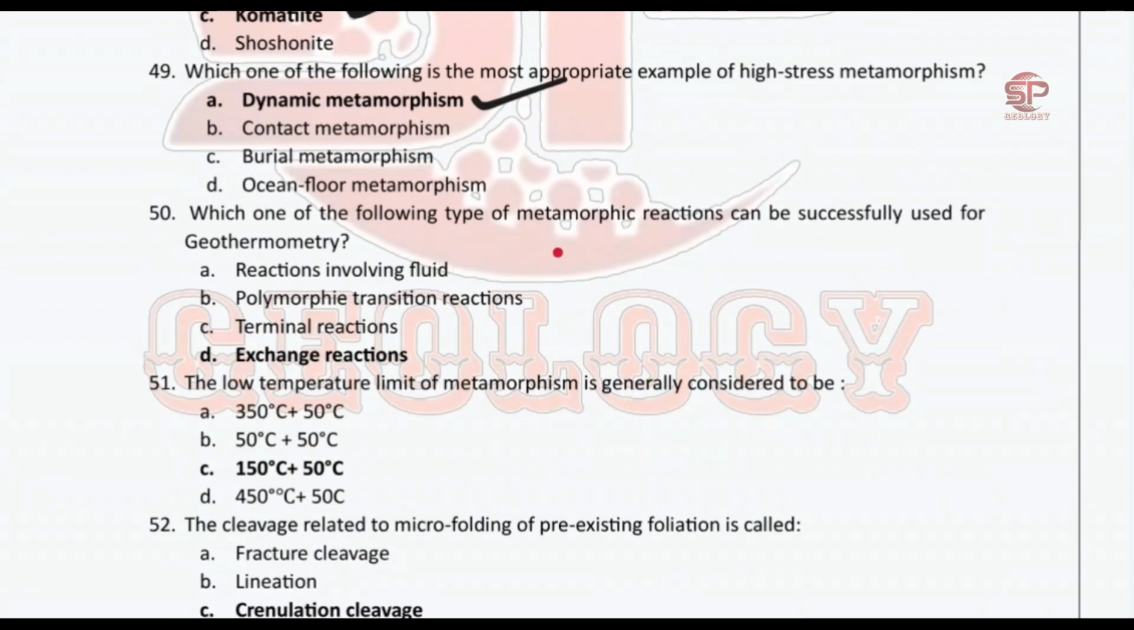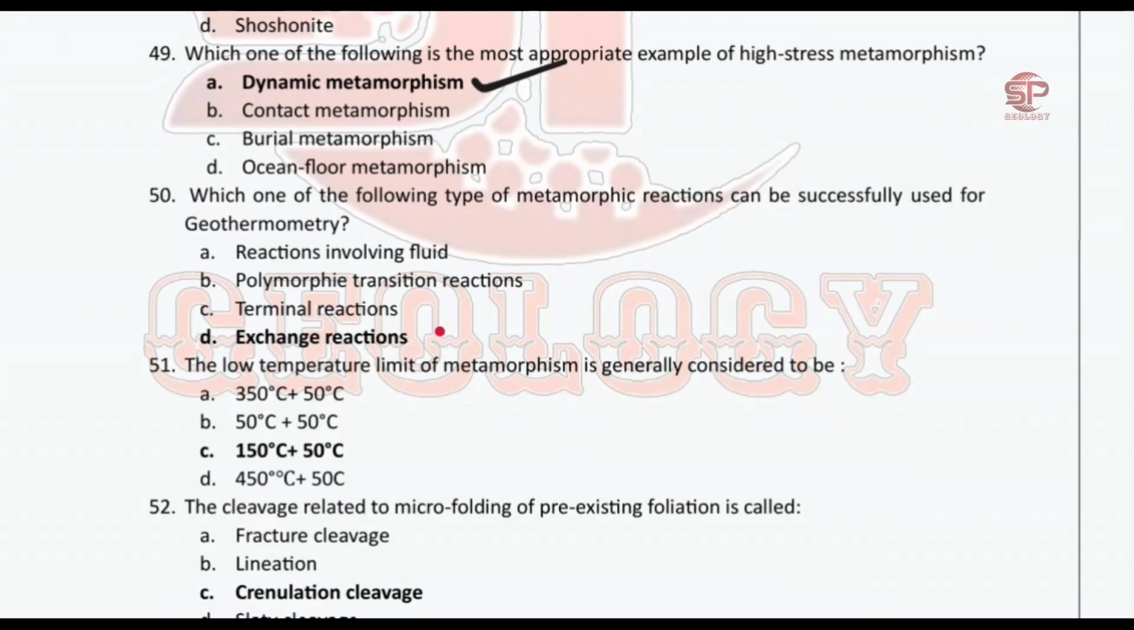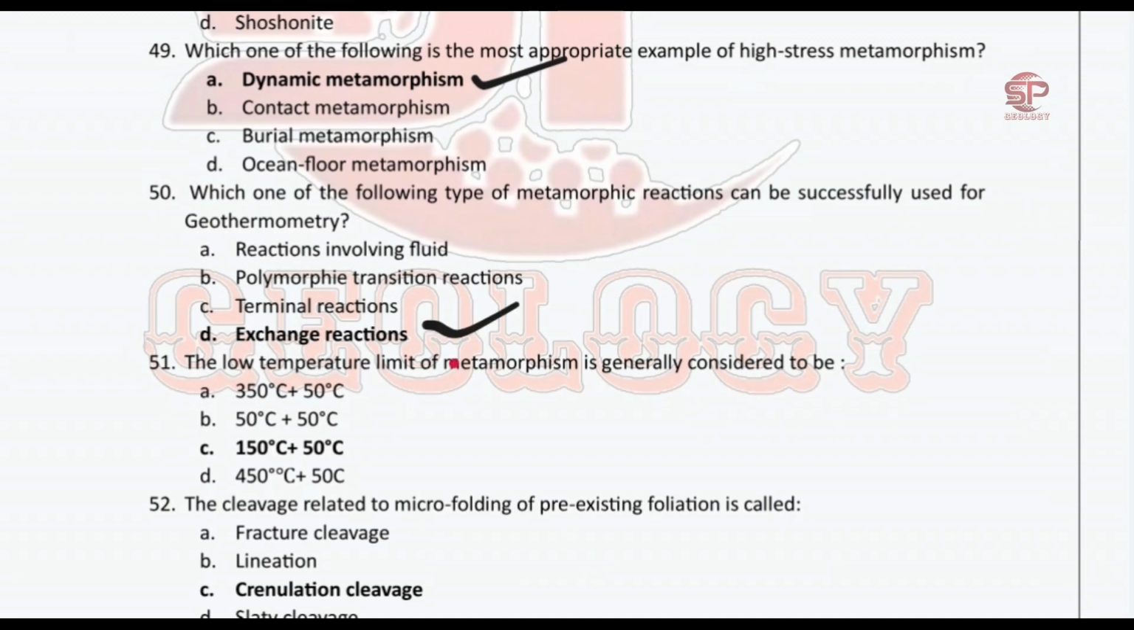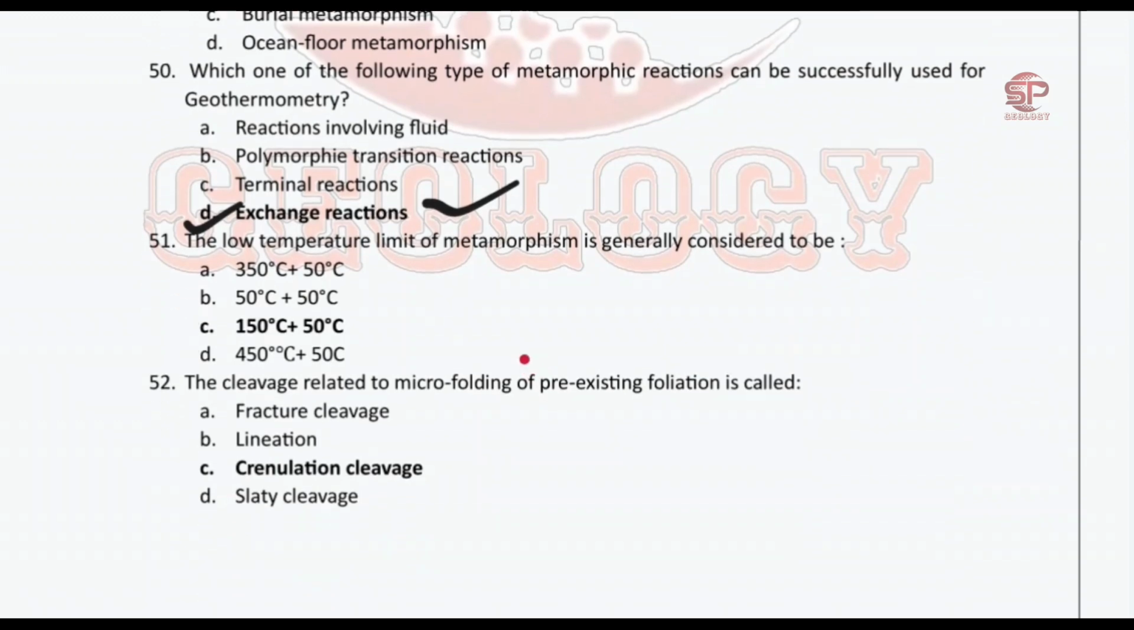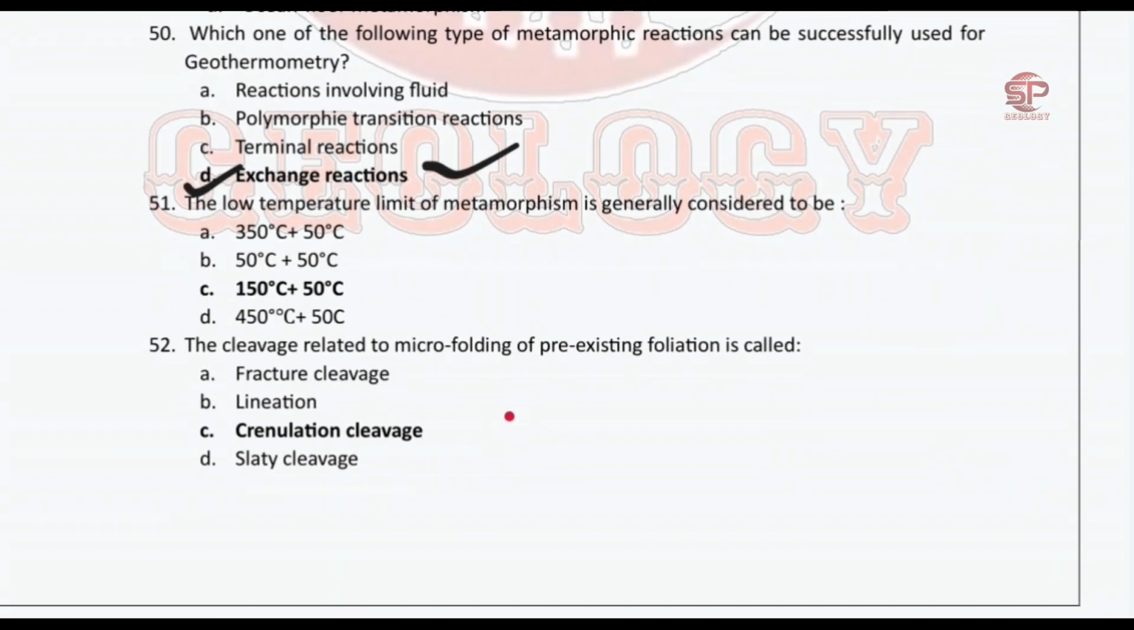Which one of the following types of metamorphic reaction can be successfully used in geothermometry? So always remember that an exchange reaction always occurs at a particular temperature and pressure. So that exchange reaction is always used for geothermometry and also geobarometry. So the answer will be exchange reaction, because exchange reactions are extremely dependent upon temperature and pressure.